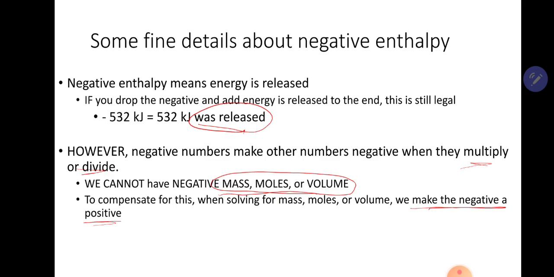Because that's the only way that we can account for it. We can't have negative mass. That means that we lost mass, and the law of conservation of mass says we can't lose mass. So for calculation purposes, you can make the negative a positive.